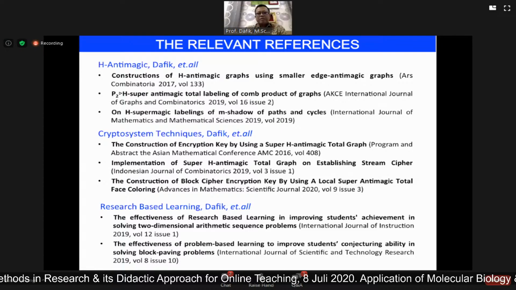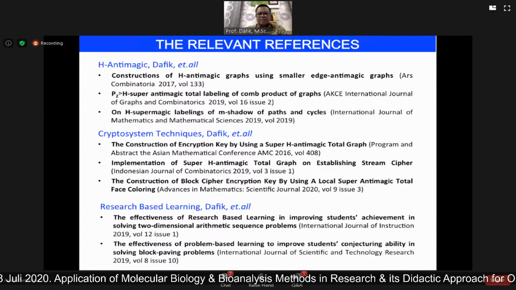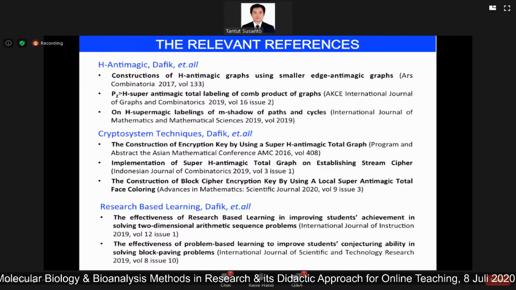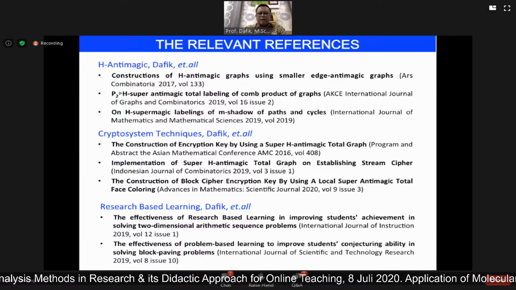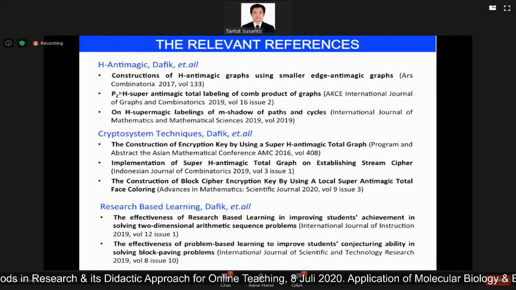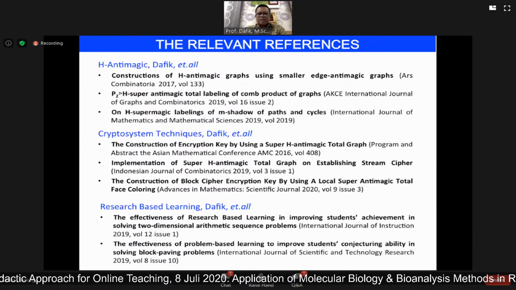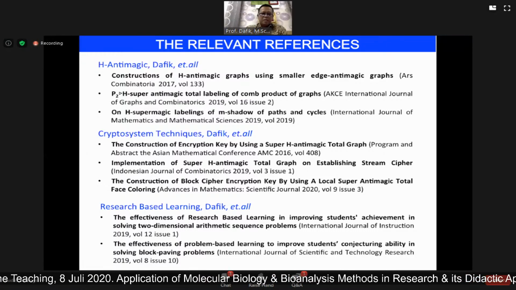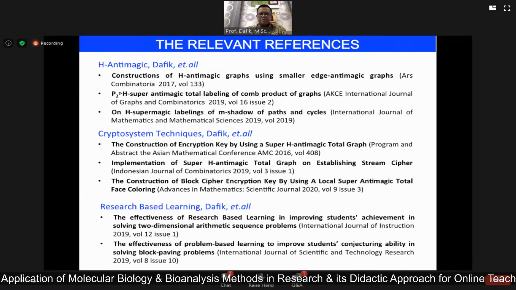The first one is related to the two-dimensional arithmetic sequence. We have publications from 2017 until now. And for the application of the two-dimensional arithmetic sequence, we also have publications, and we can implement our results in crypto system techniques, and in how to do research and integrate the results into teaching. We also developed a new teaching methodology that we call research-based learning, published especially in the International Journal of Instruction.